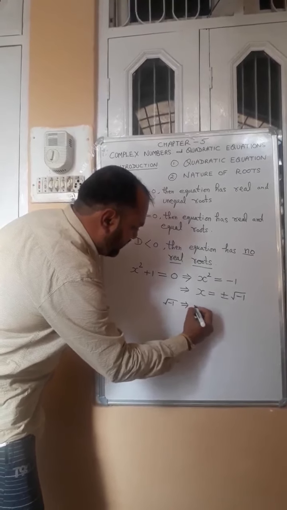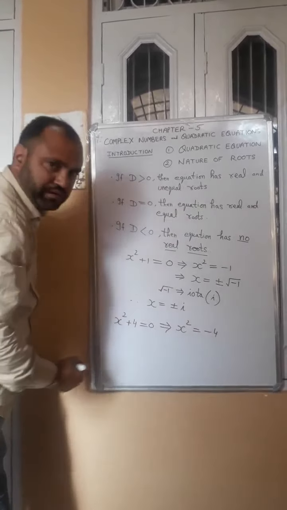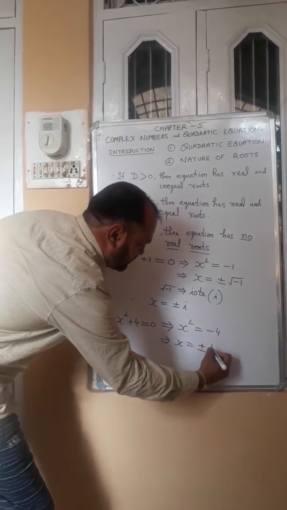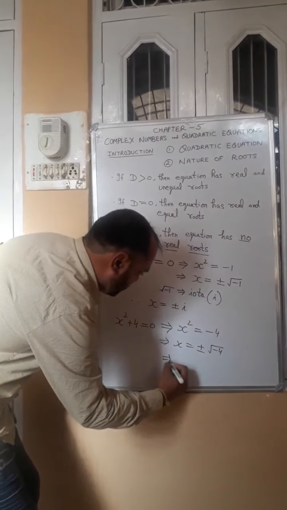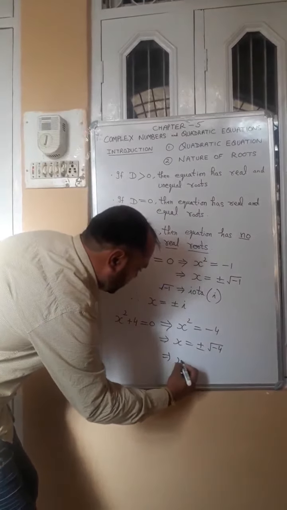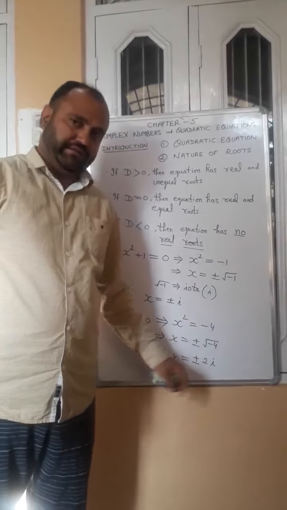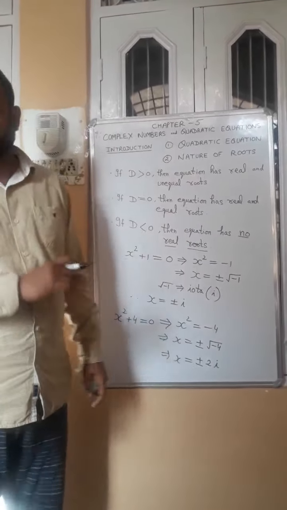Similarly, we can take one more example. If I take x square plus 4 equal to 0, which implies x square is equal to minus 4, and x is equal to plus minus square root of minus 4, that is, x is equal to plus minus 2 iota. So the roots of this quadratic equation are plus minus 2 iota, right?